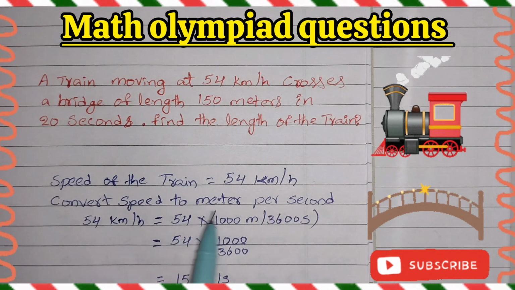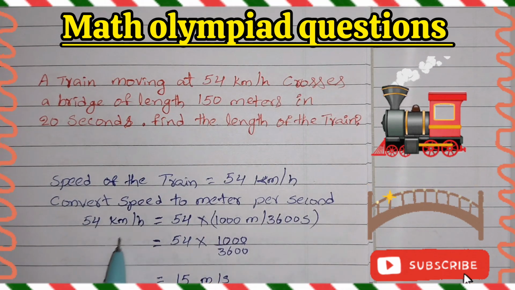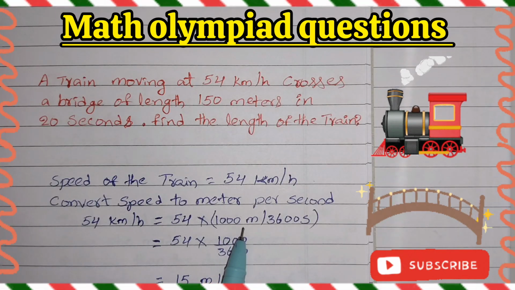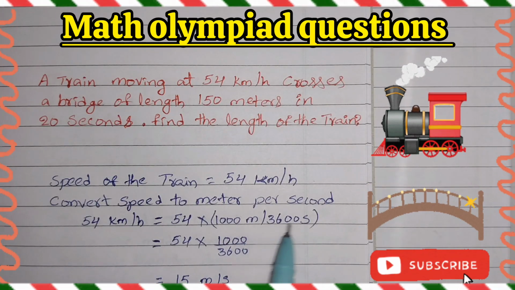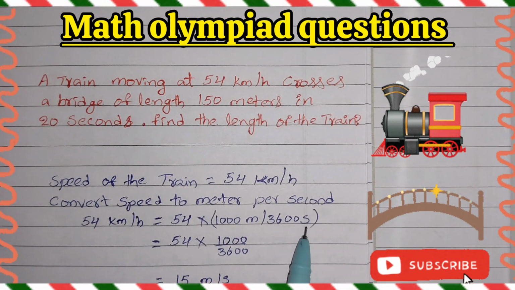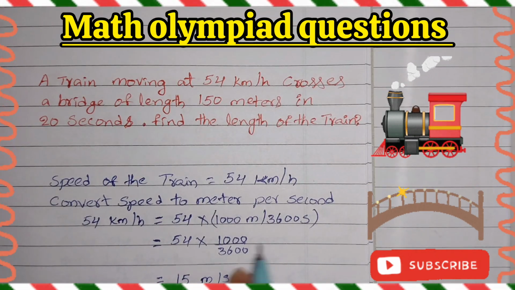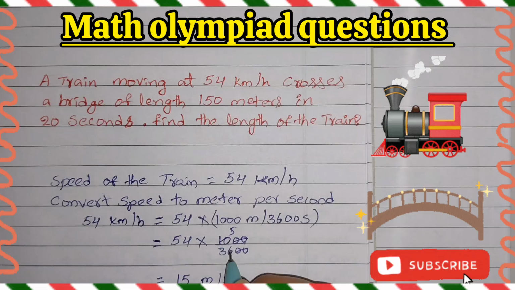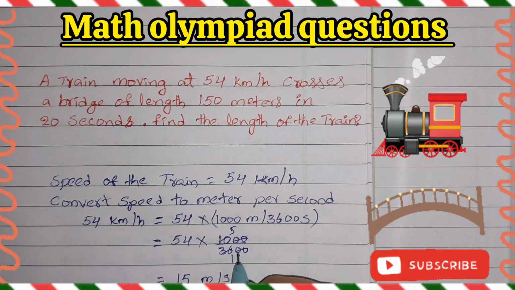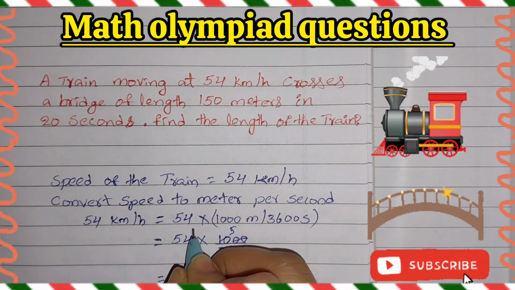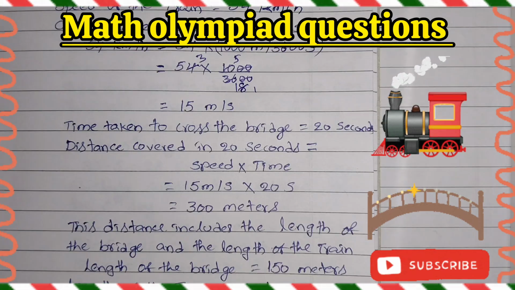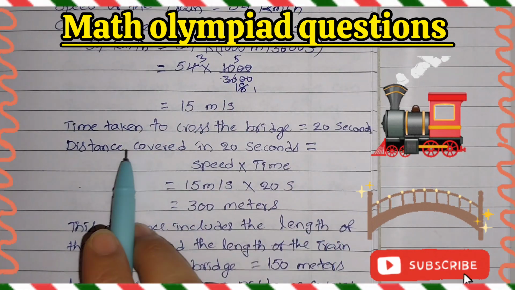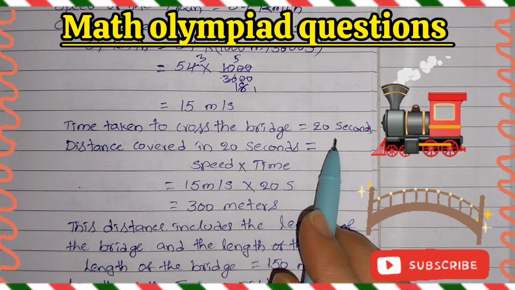Speed of the train equals to 54 km per hour. Convert speed to meter per second. 54 km per hour equals to 54 multiplied by 1000 meters per 3600 seconds. 54 multiplied by 1000 divided by 3600. Zeros will get cancelled. 2 5s are 10, 2 18s are 36, 18 1s are 18, 18 3s are 54, 5 3s are 15 meter per second.